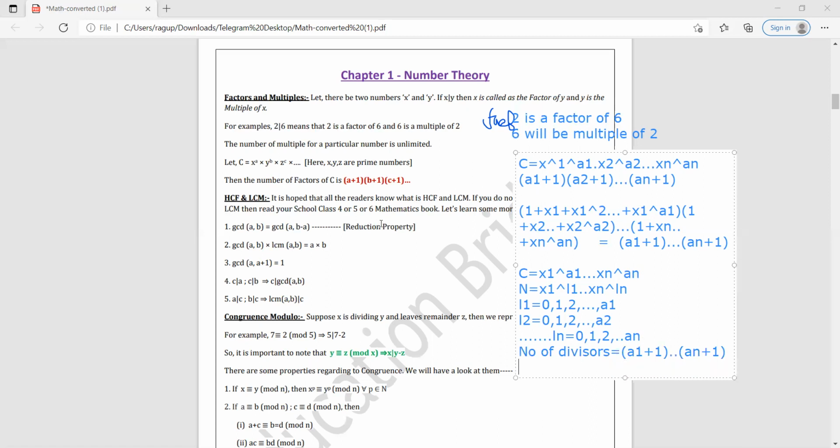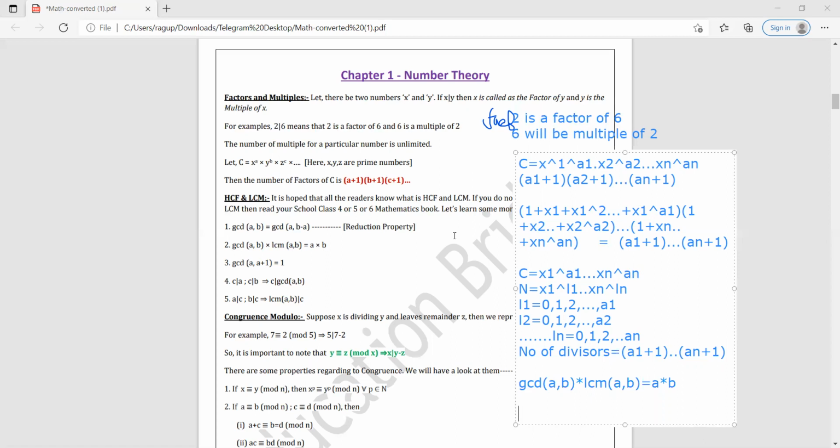Now moving on to HCF and LCM. We all know HCF and LCM, it's the basic thing. There are some symbols which you need to be familiar with. GCD of A comma B basically means the HCF. GCD is another name for HCF. And you all know GCD of A, B times LCM of A, B is equal to A into B, but we do not know the proof of this. So we'll now prove that GCD into LCM is equal to the product of two numbers.